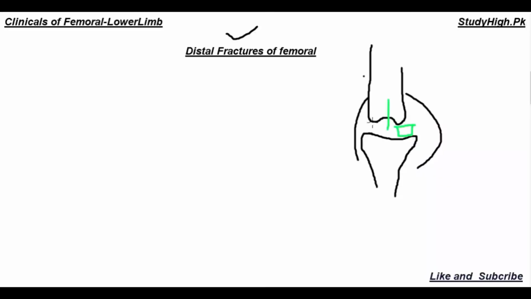Now we are going to discuss the last part about the clinicals of the femoral bone and its consequences: the distal fractures of the femoral bone. When it happens, what are the consequences that the patient faces after a distal fracture of the femoral bone? You must know the structure of the femoral bone. The femoral bone in its distal part consists of two condyles that articulate with our tibia and are involved in the formation of the knee joint. Medial condyle and lateral condyle; it also consists of epicondyles.